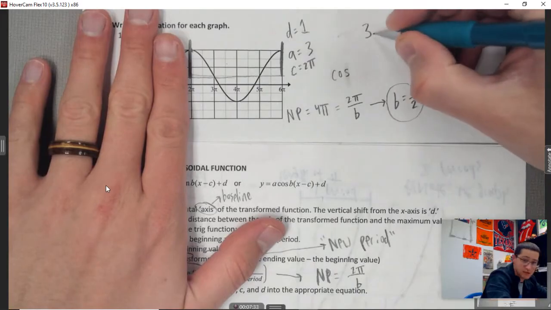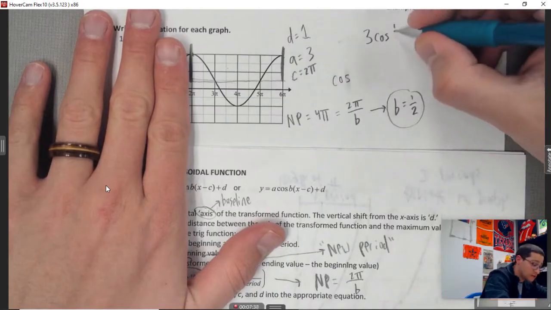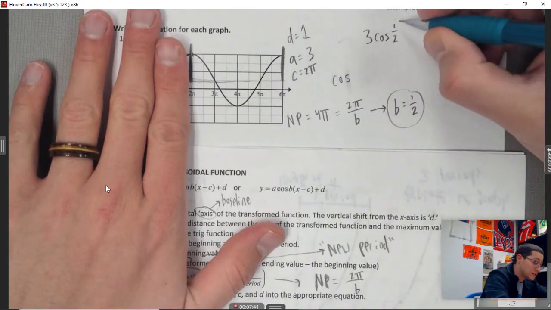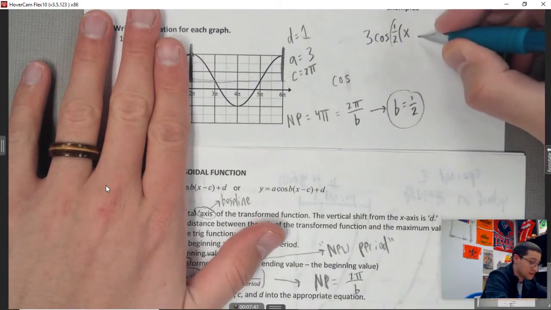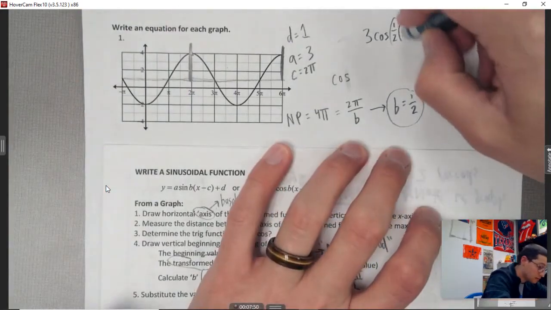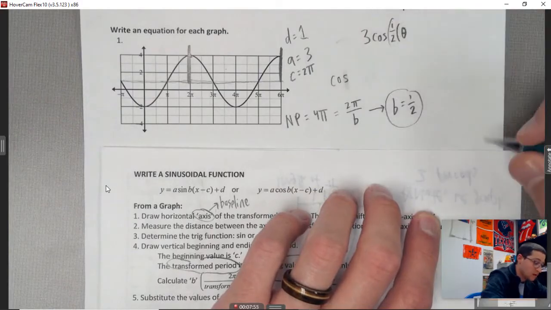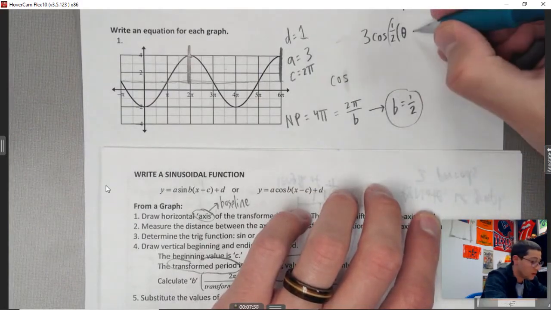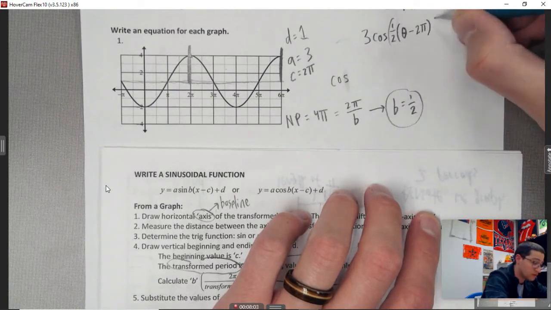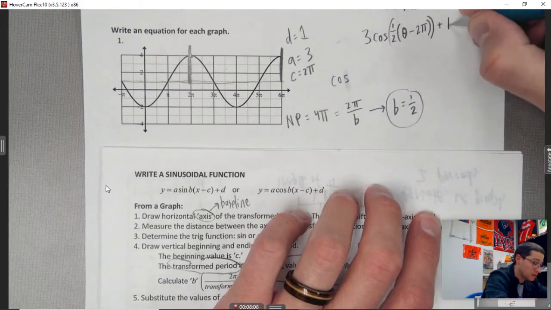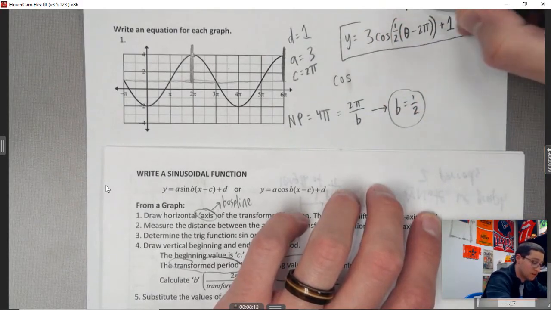Your A value is right out front, so 3 times cosine. B value is next. We're going to go ahead and write the 1/2. You can put parentheses there if you want, but make sure you have parentheses here. Let's go with theta, not x. Probably better to use theta. So theta here, and minus your C value. That's your C value there, and then plus 1. That is your graph right there.